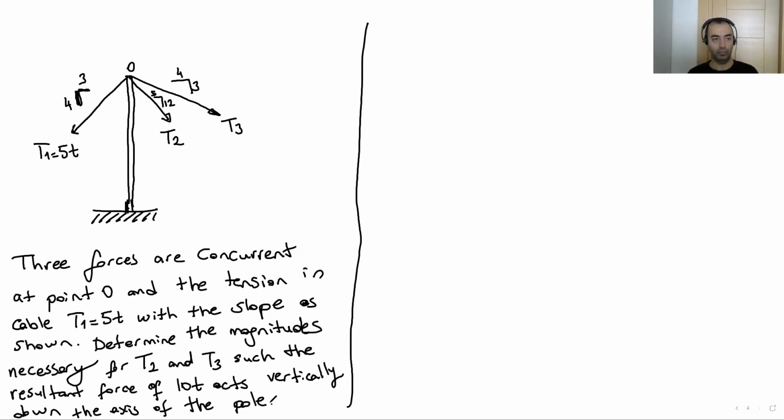Okay. Here, the question is what are T2 and T3? But to solve this problem, you have to read the text to understand what we have. When we have a look at the sketch, you can see T1, T2, T3. That's okay. But what do we have? What's the resultant force here? It's not given on the sketch.